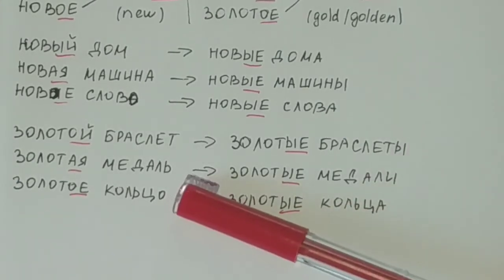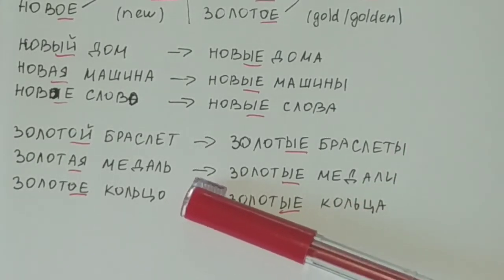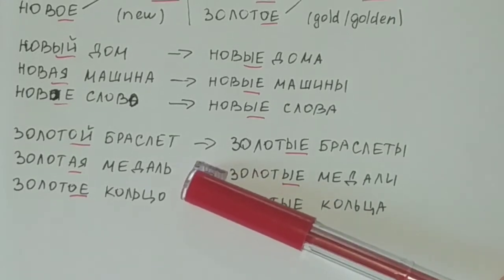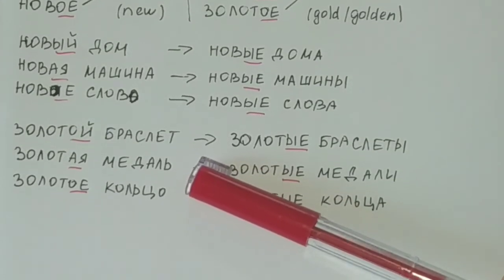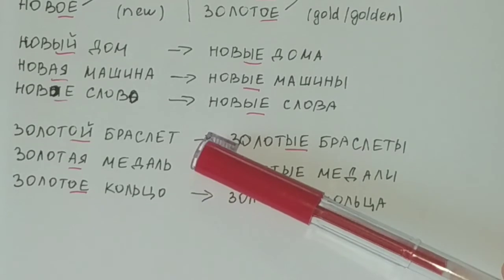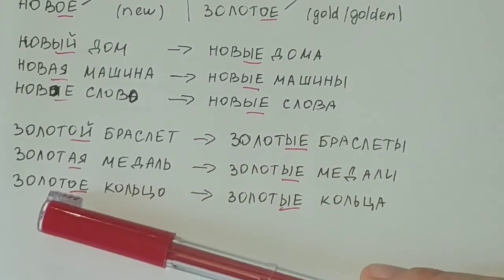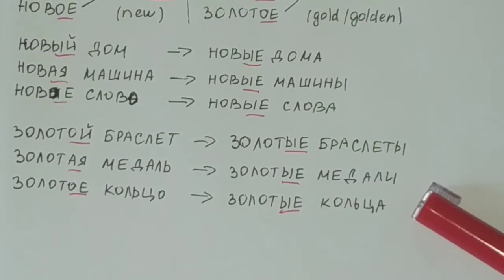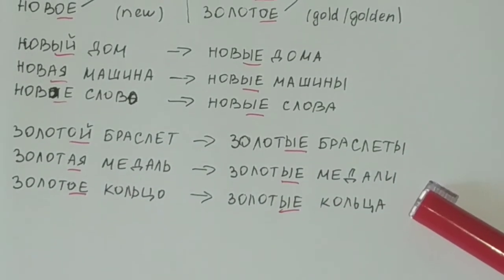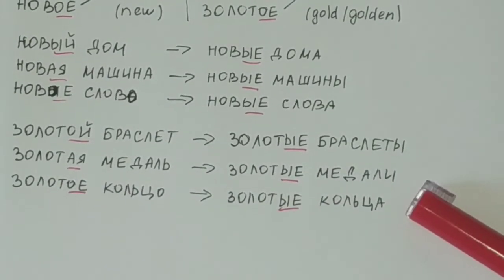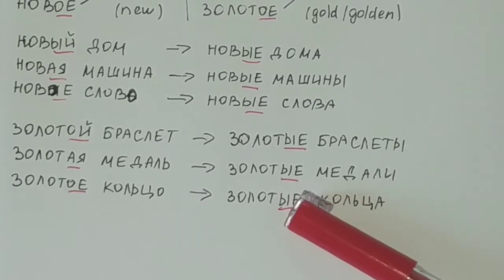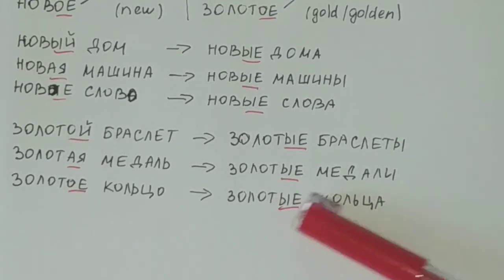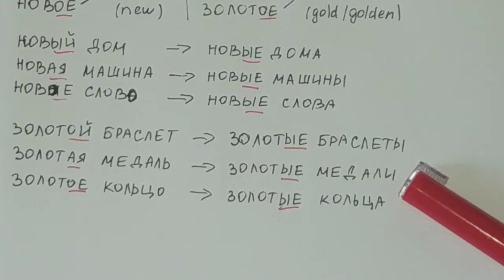Next we have the feminine gender example, which is золотая медаль. Медаль meaning a medal. It is a noun of the feminine gender. So it is used with the feminine gender adjective золотая. And the plural form will be золотые медали. Both the noun and the adjective are in their plural form. So золотые медали means gold medals.